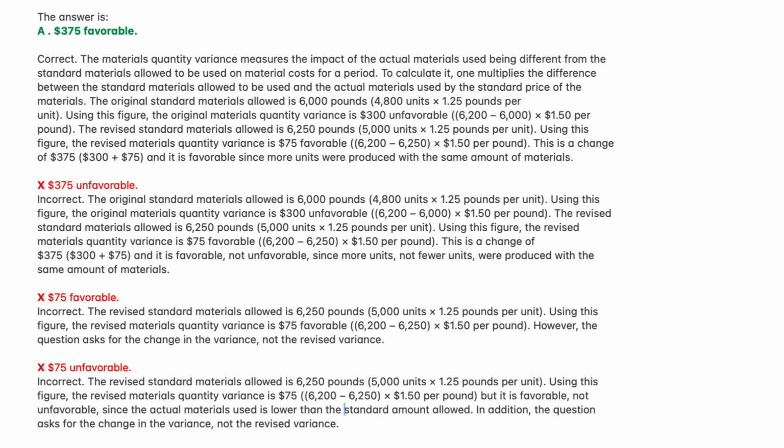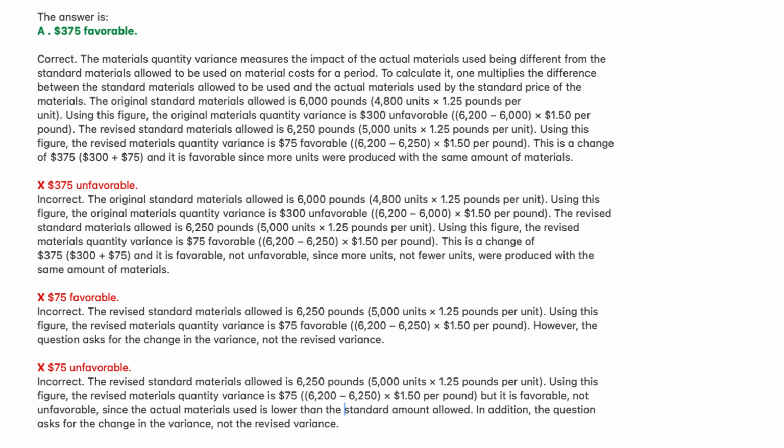$375 favorable. Correct. The materials quantity variance measures the impact of the actual materials used being different from the standard materials allowed to be used on material costs for a period. To calculate it, one multiplies the difference between the standard materials allowed to be used and the actual materials used by the standard price of the materials.